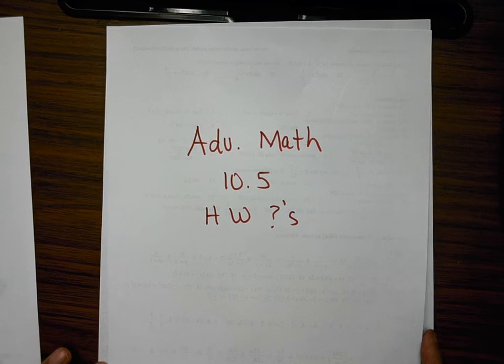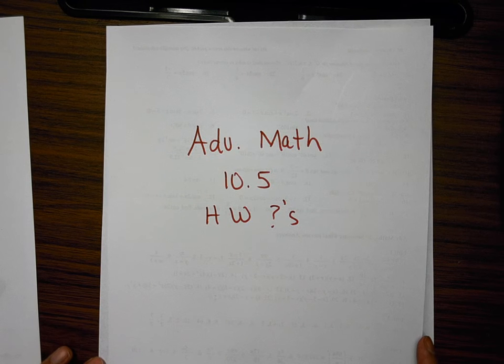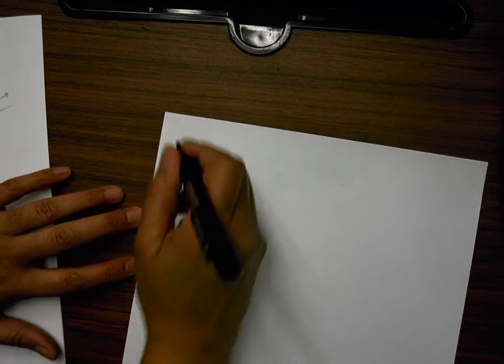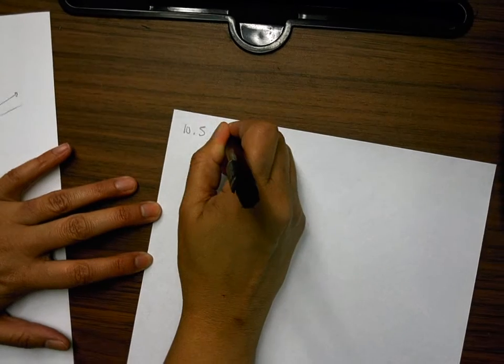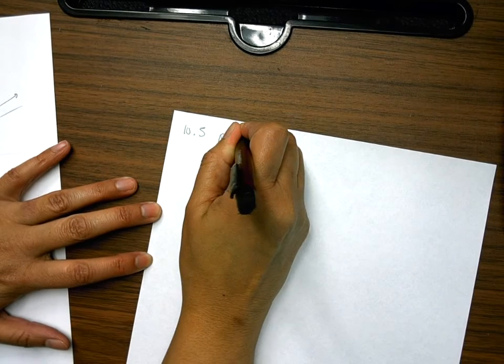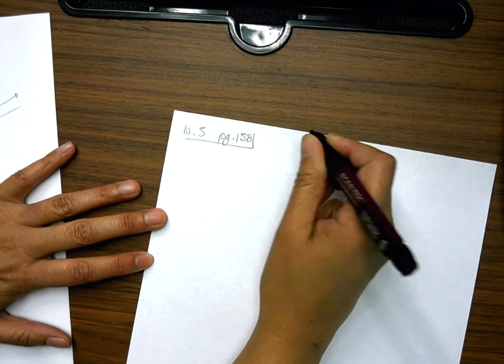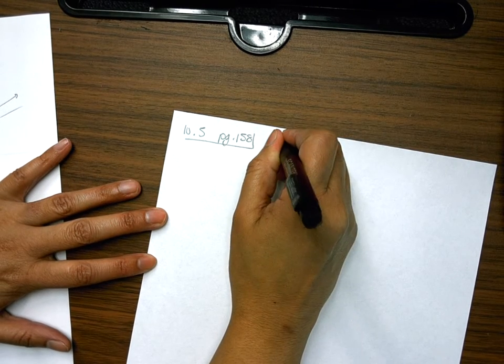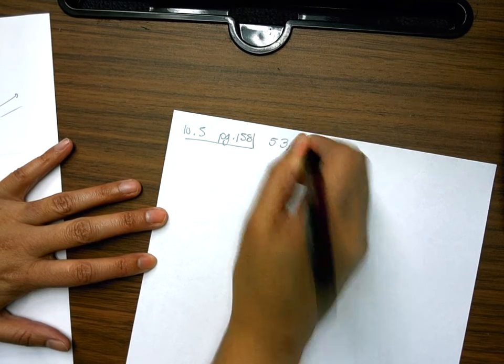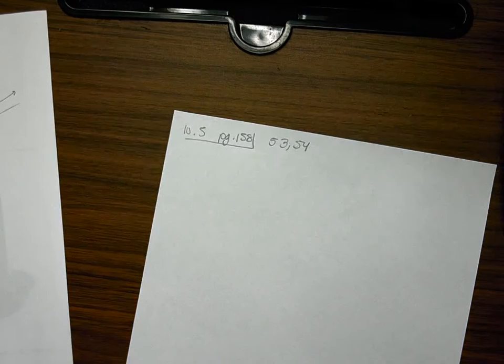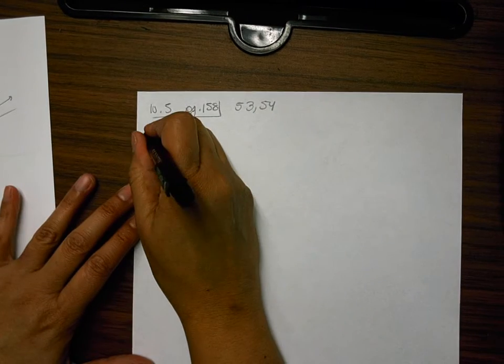This is Advanced Math 10.5 homework questions. Advanced Math, Unit 10, Lesson 5 homework questions. This is 10.5, page 158. And the two requests that came in through my emails for this assignment were 53 and 54. So those are the two I'm going to go over at this time.